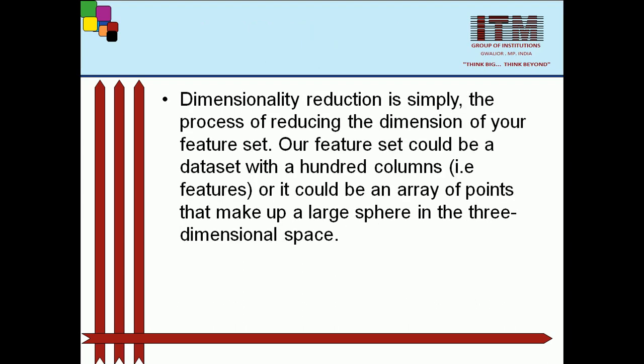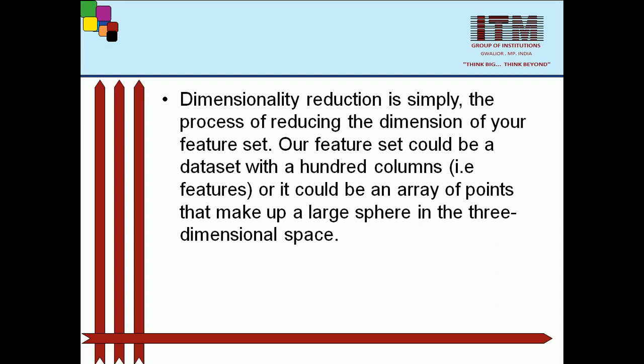Dimensionality reduction is simply the process of reducing the dimension of your feature set. Basically, dimensionality reduction is meant for reducing the dimensions from 3 to 2, 2 to 1 dimensions, and so on. Our feature set could be a data set with 100 columns, that is features, or it could be an array of points that make up a large sphere in 3-dimensional space. Here we are talking about reducing the dimensions of the feature set.